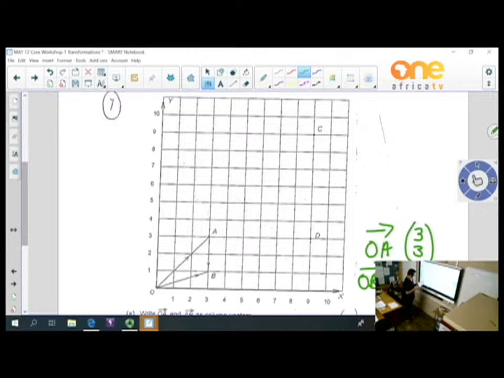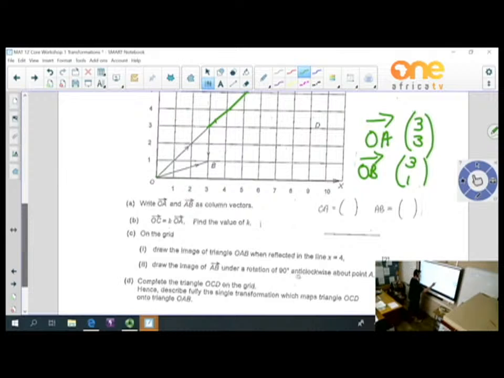The next one says OC is k times OA. Find k. So here's C now. If we join these points from O to C, then we have the vector OC. Now we said OA was 3, 3. Let's read off OC. This one is 9, 9. Can you see? So that is why k is going to be 3, because I've multiplied it by 3. On the grid, draw the image of triangle OAB when I reflect it in the line x is equal to 4.